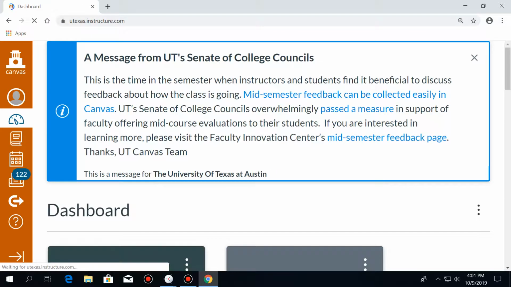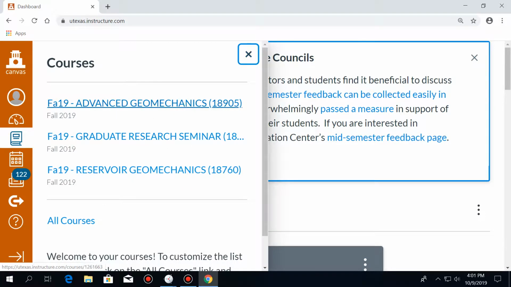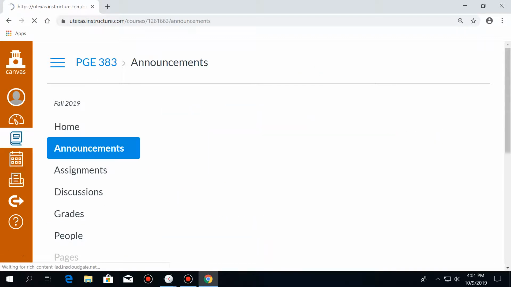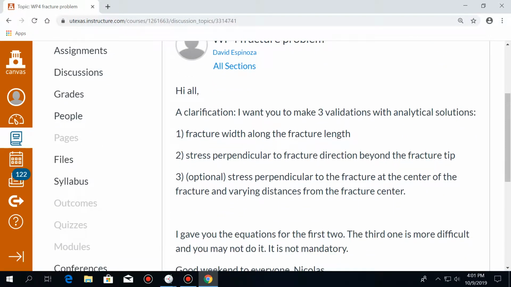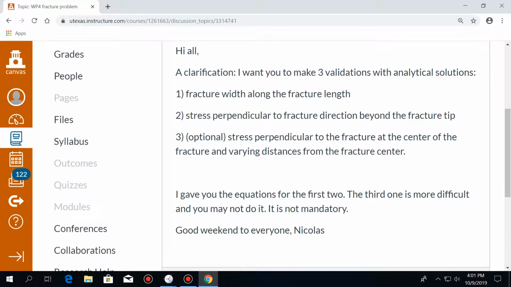Let's take a look at it. So what I'm telling you here is that I would like 3 validations, one of them optional, okay? The last one. The first 2 are relatively easy, moderate. The third one is difficult. So if you don't do that one, don't worry. But the first 2, you have to do them.